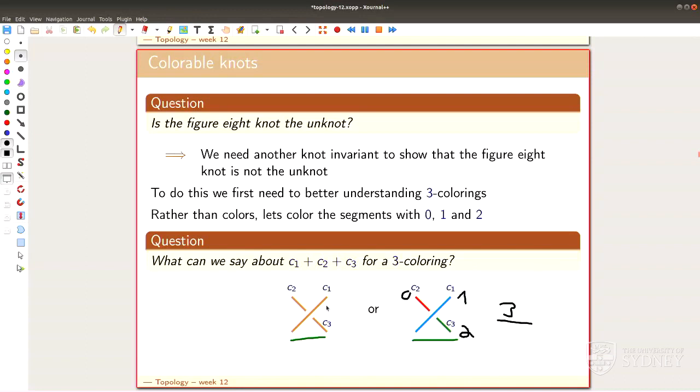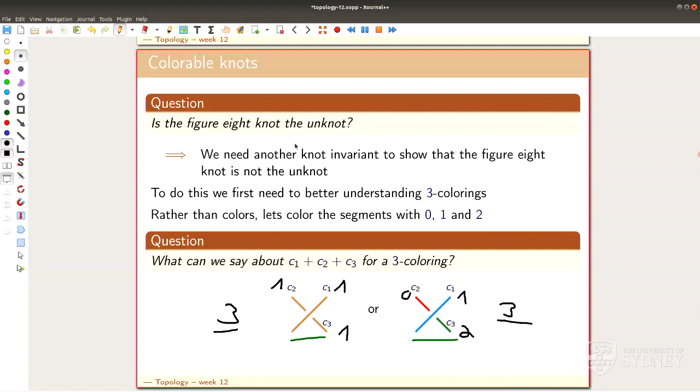And if you just add anything here, whatever color 1, for example, the monochromatic coloring, you get 3 times whatever color you have. So whatever it is, it will definitely also be divisible by 3. So maybe our generalization is, and it exactly is, that we just think of a coloring as a choice of numbers around a crossing such that the sum of all is divisible by 3. And we just use the colors for visual aid, but actually it's really just a numbering of the strings. And that works perfectly well.